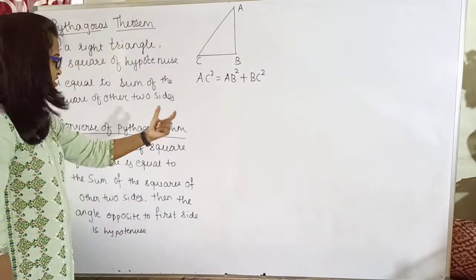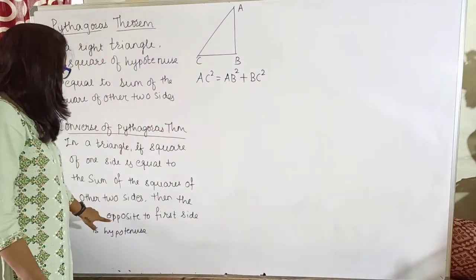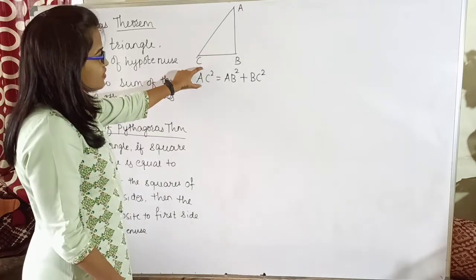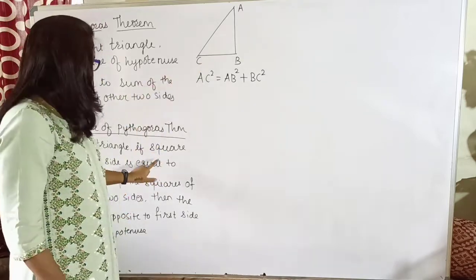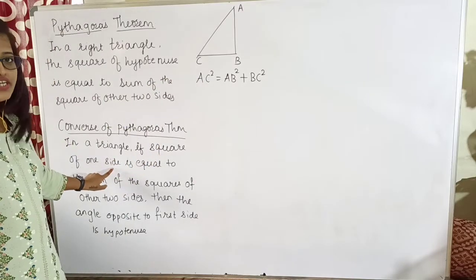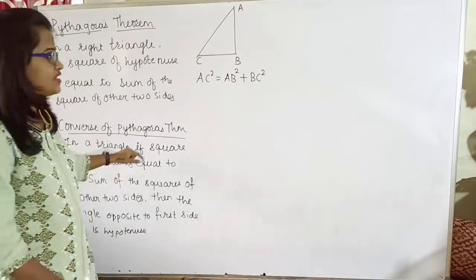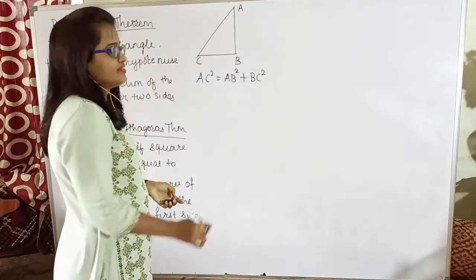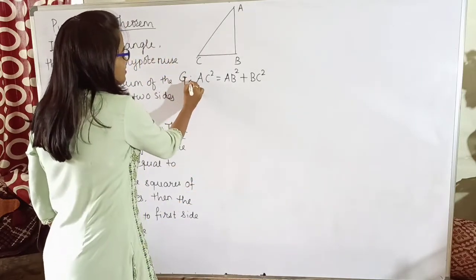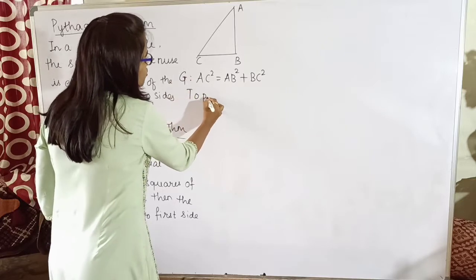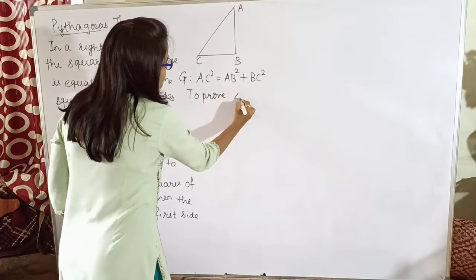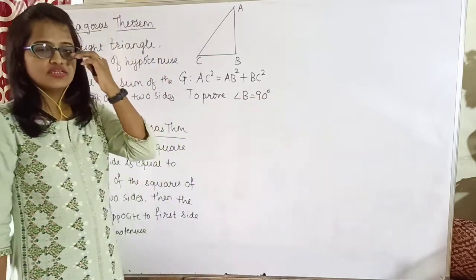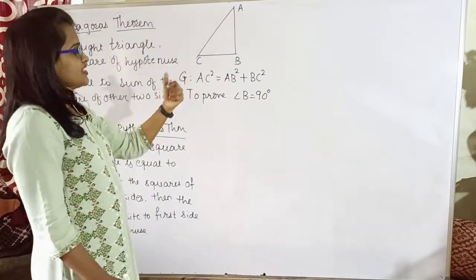Yes, and if this is the condition, then the angle opposite to the first side. Now first side means the square which we have taken in the first place. When they say square of one side, this one side is the first side. So the angle opposite to the first side will be 90 degrees. Okay, so this is your given, and to prove, you have to prove angle B to be 90 degrees. Okay, so the converse of it, let us see.